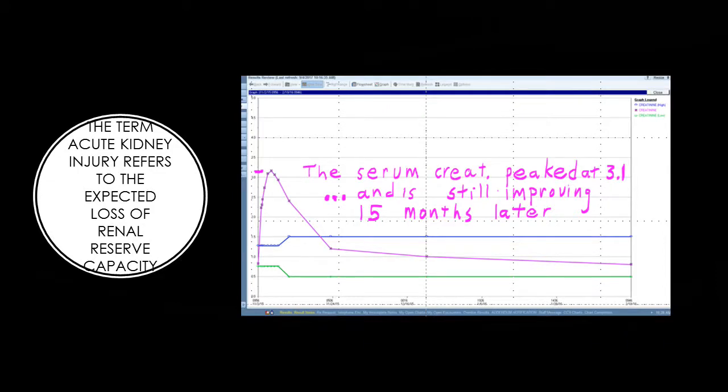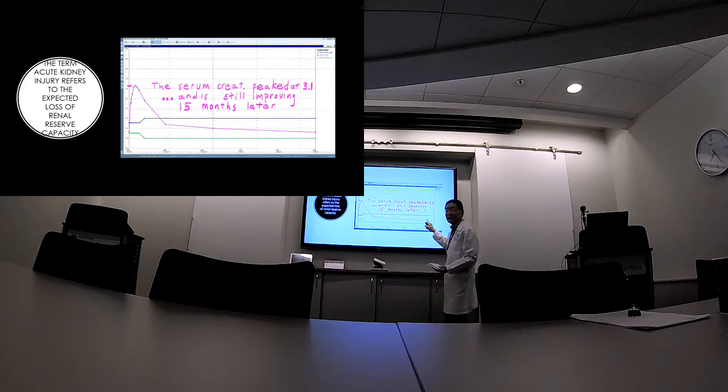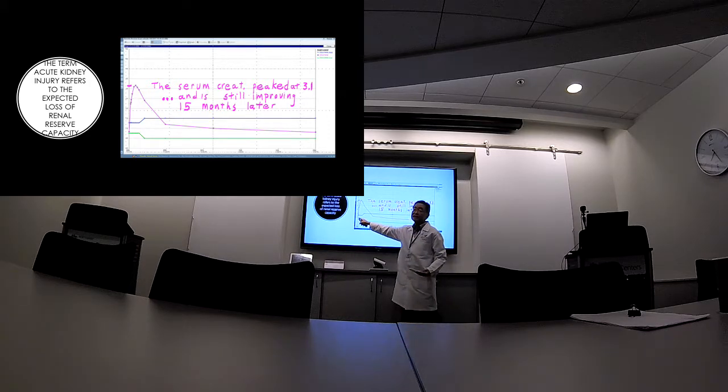And so the term acute kidney injury refers to the expected loss of renal reserve capacity. Here he is, serum creatinine peaked at 3.1, right here. Then after 6 days it was down to here. And then at 3 weeks it was down to here. And at 15 months it's still going down. So his kidney function is still improving, but it still hasn't gotten down to this baseline of 0.8 that we saw when he came in the emergency room.